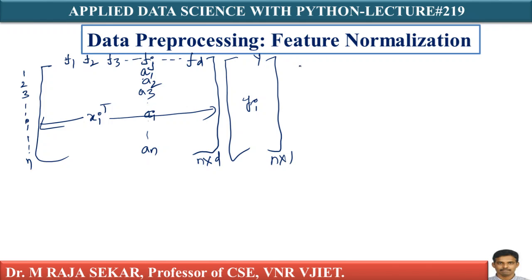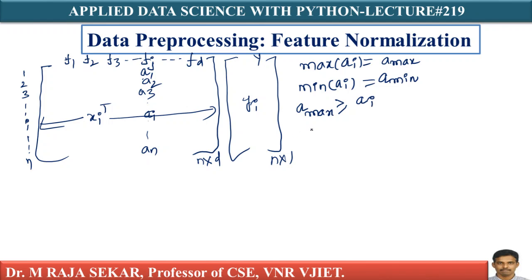What is the max of Ai? That is essentially A max, isn't it? What is the min of Ai? That is essentially A min, isn't it? Now I can say A max is greater than or equal to Ai, and A min is less than or equal to Ai, for all i equal to 1 to n, isn't it?